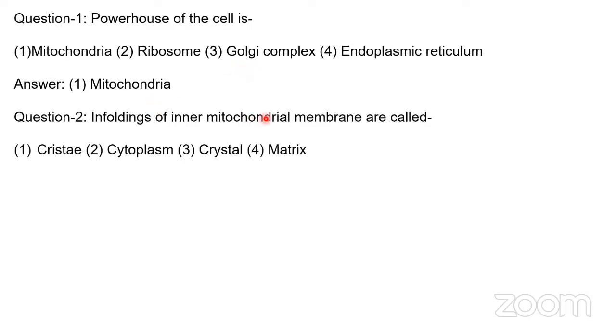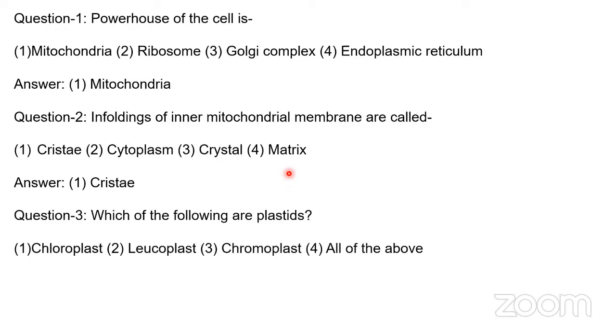Second: infoldings of inner mitochondrial membrane are called. Option 1 is cristae, option 2 is cytoplasm, option 3 is crystal, option 4 is matrix. We know that the outer membrane of the mitochondria is smooth, while the inner mitochondrial membrane has finger-like infoldings, which are known as cristae. So the correct answer is option number 1, cristae.